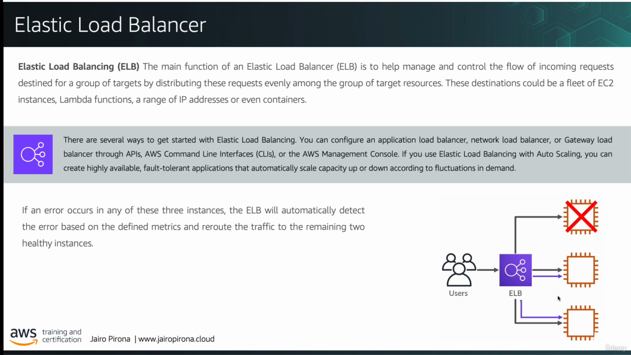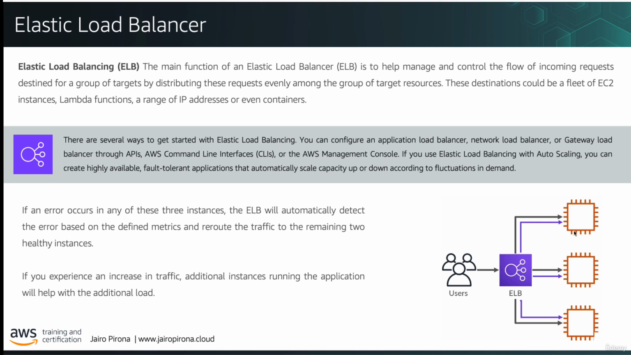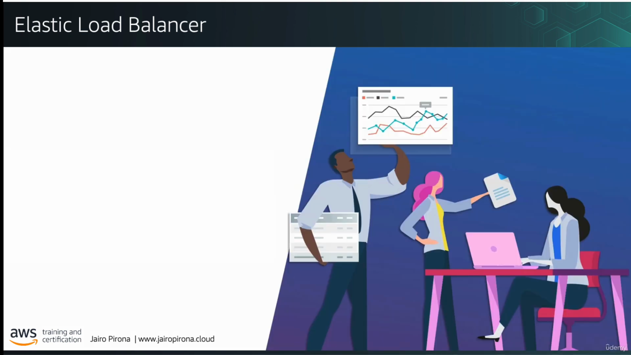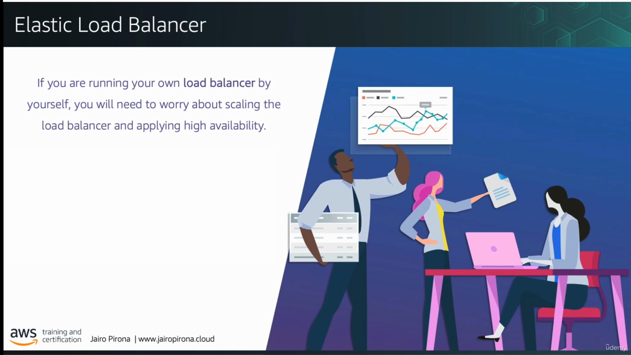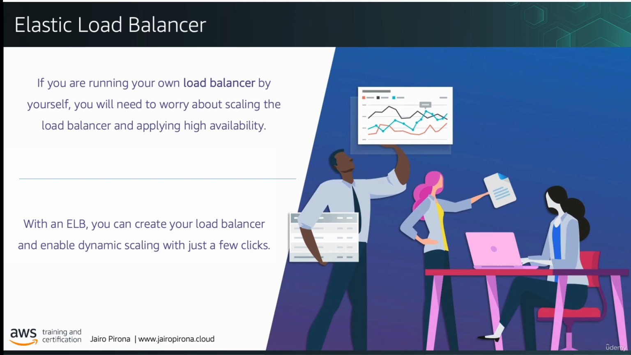In addition, if you experience an increase in traffic, the additional instances running the application will help with the additional load, and this is because the ELB is managed by AWS and is, by definition, elastic. This means that it will automatically scale to meet the incoming traffic as the incoming traffic scales up and down. If you are a system administrator or DevOps engineer running your own load balancer by yourself, you have to worry about scaling the load balancer and enforcing high availability. With an ELB, you can create your load balancer and enable dynamic scaling with just a few clicks.